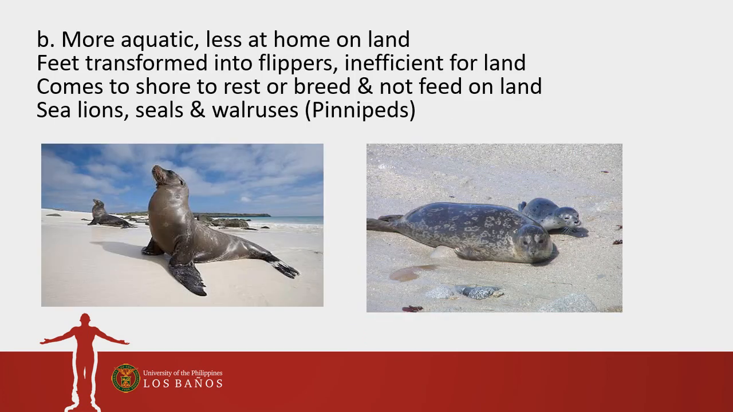There are also semi-aquatic mammals which are more adapted for life in water, such as sea lions, seals, and walruses, or the pinnipeds. Their feet are transformed into flippers, and thus they are inefficient on land. They occasionally come to the shore to rest or breed, but not to feed.